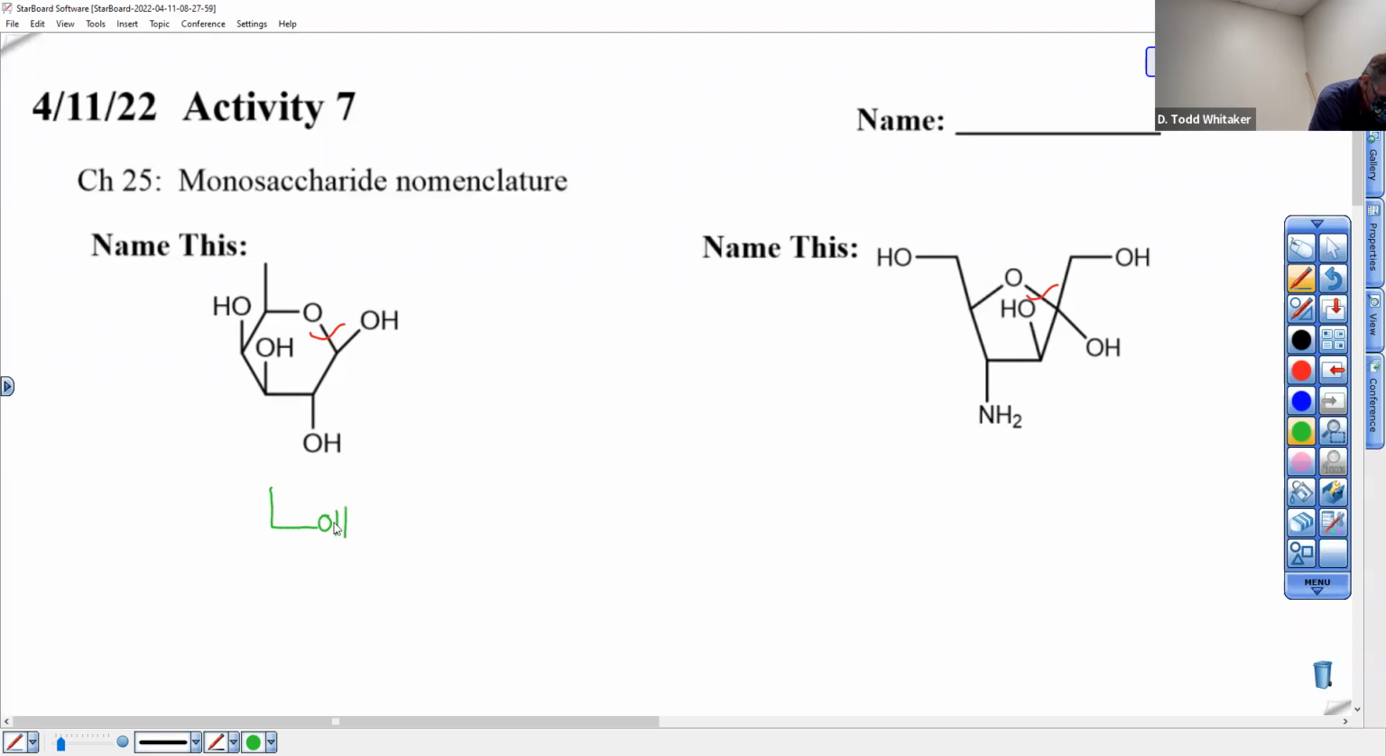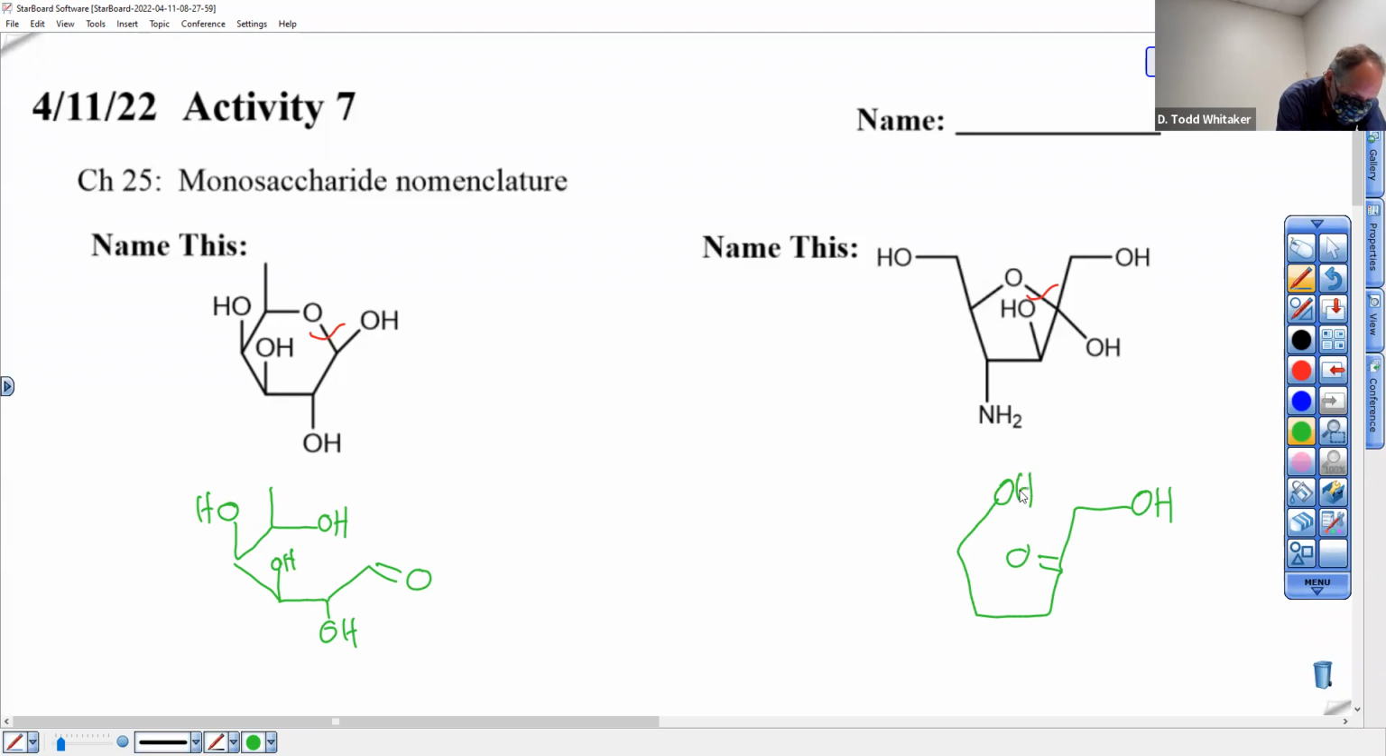That used to be an OH. And this used to be a carbonyl. Similarly, over here, this used to be a carbonyl and an OH. Now I got an amino group here.